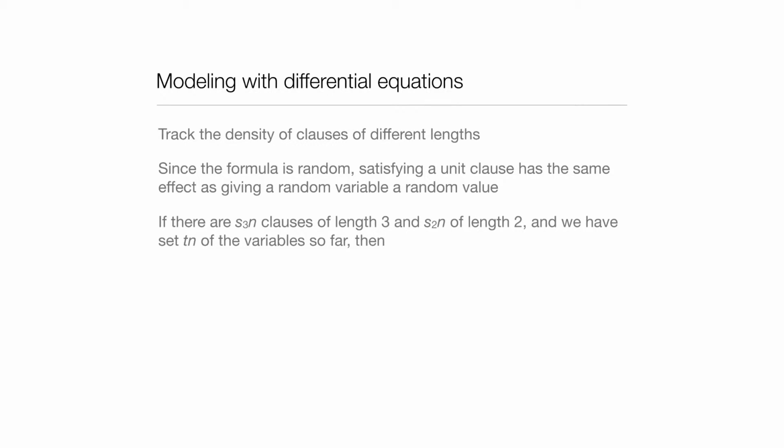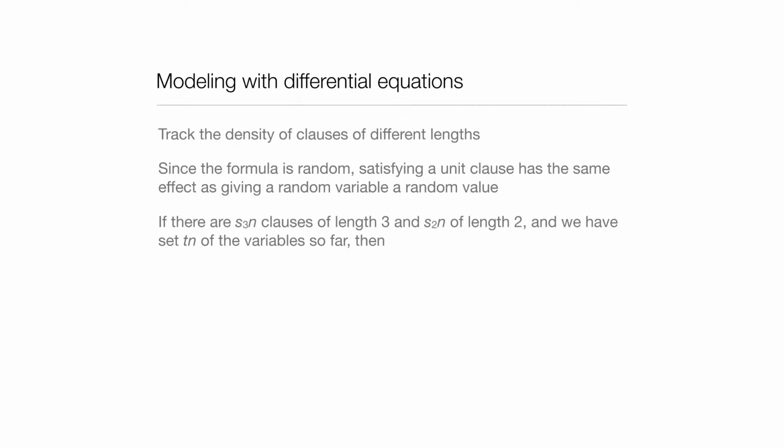All right, let's invent some notation. Let's say that the number of clauses of length 3, those 3-SAT clauses that are left over from the initial formula, is S3 times n. It's linear in n, so S3 is a real number. It's the density of those clauses. And let's say that currently, having satisfied some clauses and shortened others, we have S2 times n clauses of length 2. And let's also say that we have set a fraction t of all the variables. So t times n of our variables have been set, and (1 minus t) times n have not yet been set.